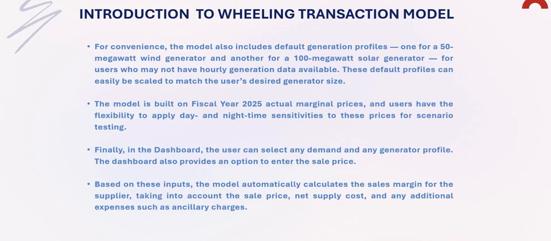Finally, in the dashboard, the user can select any demand and any generator profile. The dashboard also provides an option to enter the sale price. Based on these inputs, the model automatically calculates the sales margin for the supplier, taking into account the sale price, net supply costs, and any additional expenses such as ancillary charges. This concludes a brief introduction of the Wheeling transaction model. And before we begin, let's quickly go through the disclaimer section.